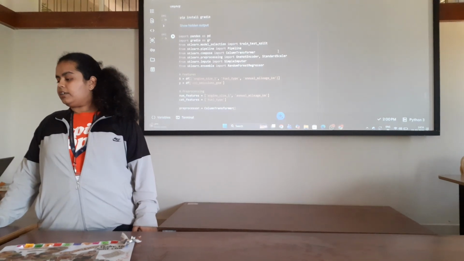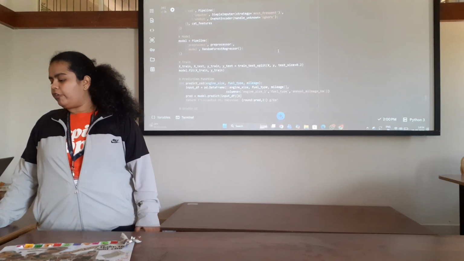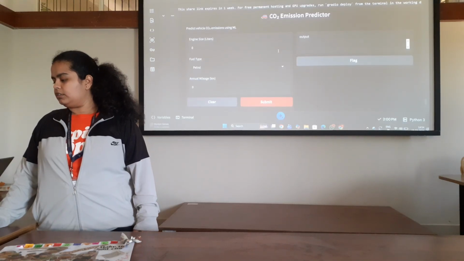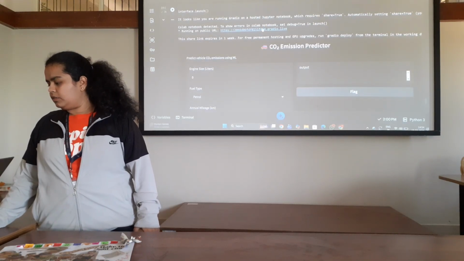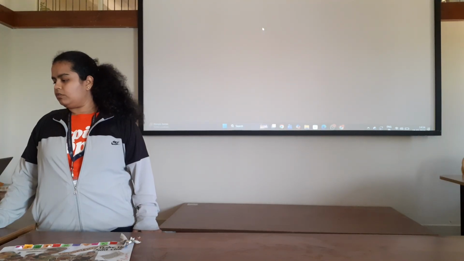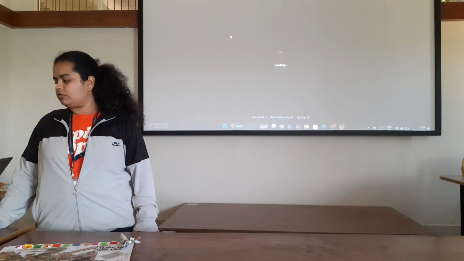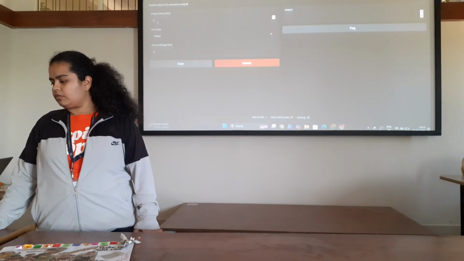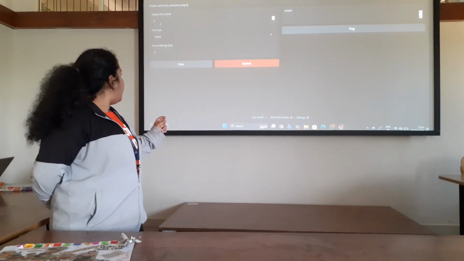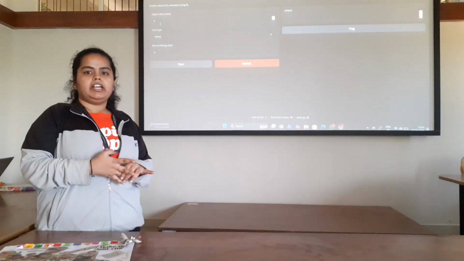Next we are deploying the code for training the model. After deployment we get the output as this. In this we can see three variables: engine size, fuel type, and annual mileage. We have four vehicles in which we can add this.